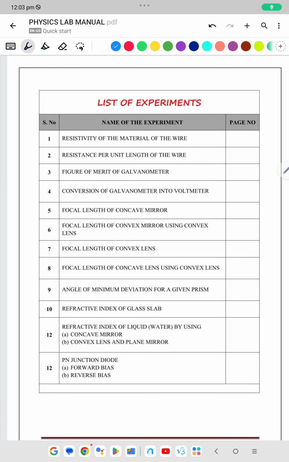Hello, let me go through how to write the physics lab record. Here is a list of the experiments of the physics lab. One is resistivity of the material of the wire, resistance per unit length, figure of merit of galvanometer, and so on. So how to write the physics record?